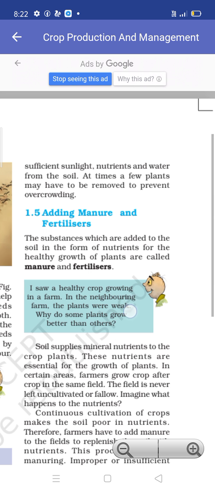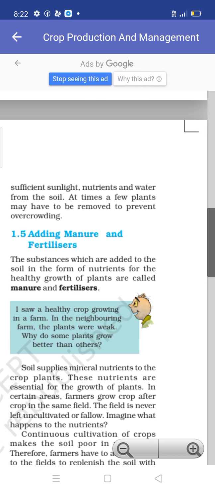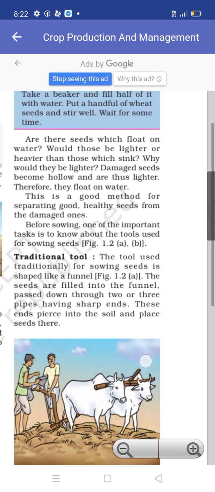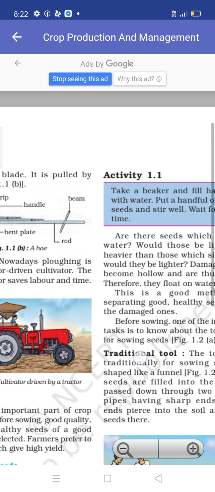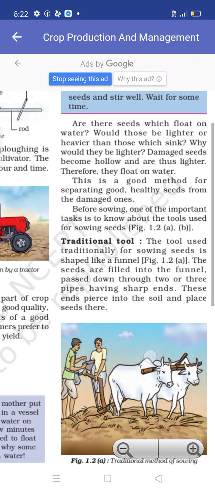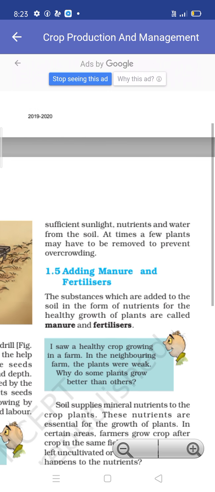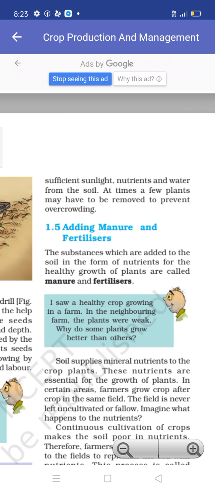And the overcrowding was also there. Then you can see this image. What is this traditional tool? These are the traditional methods of sowing. बुआई का traditional method of sowing है ये. And adding manure and fertilizer.